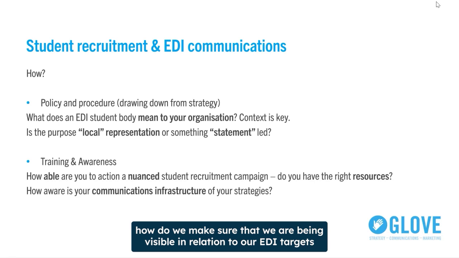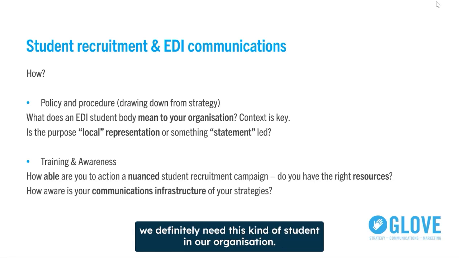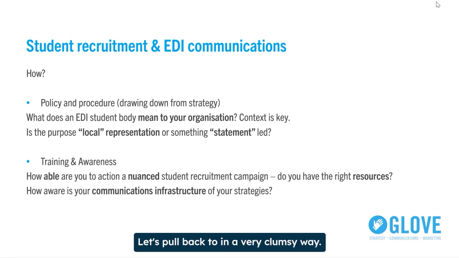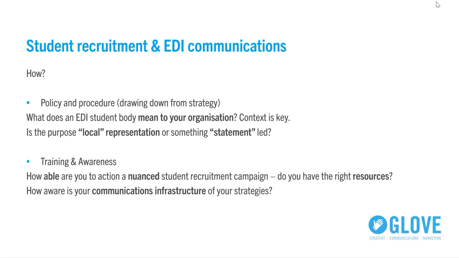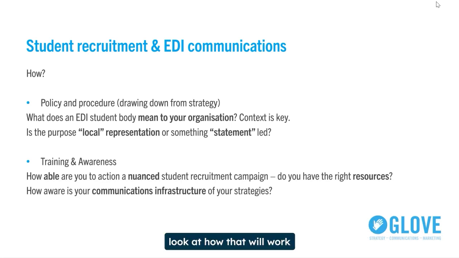By nuance, I mean, how do we make sure that we are being visible in relation to our EDI targets, but not being tokenistic, not being flipping obvious? We're not trying to go, okay, yeah, we definitely need this kind of student in our organisation, let's put them front and centre in a very clumsy way. So again, how aware is your communications infrastructure of your strategy? Look at how that will work properly.